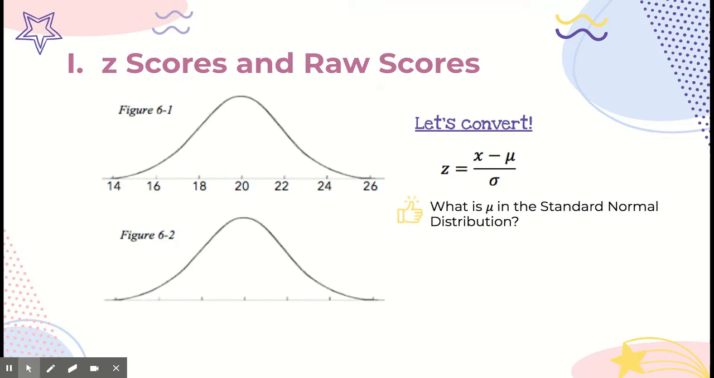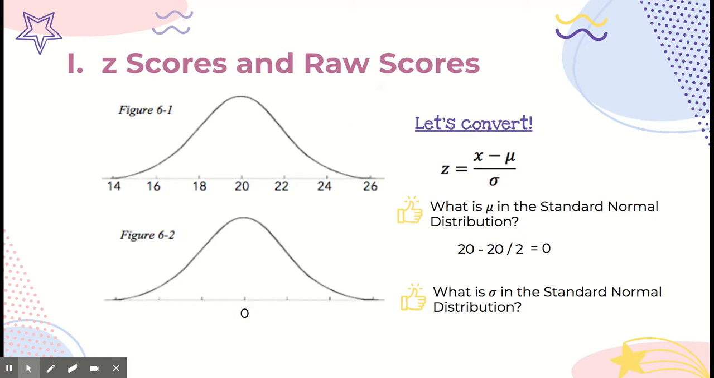So what is mu in the standard normal distribution? We are going to take the mean, or the score that's in the middle, subtract the mean from it, and divide it by the standard deviation. That's going to give us 0. In the standard normal distribution, the center score, or the mean, is always 0.